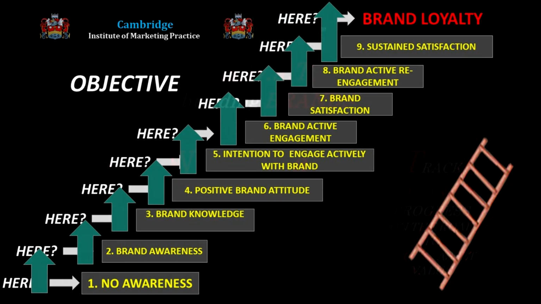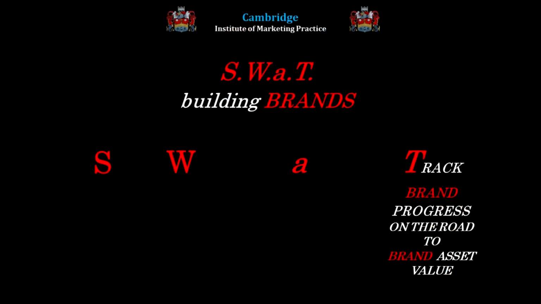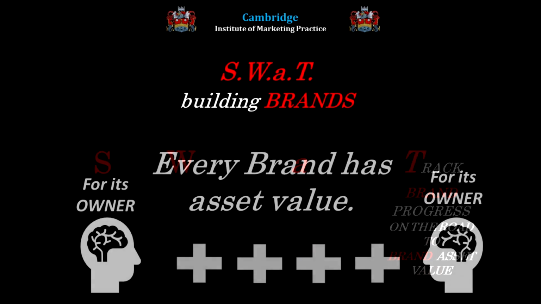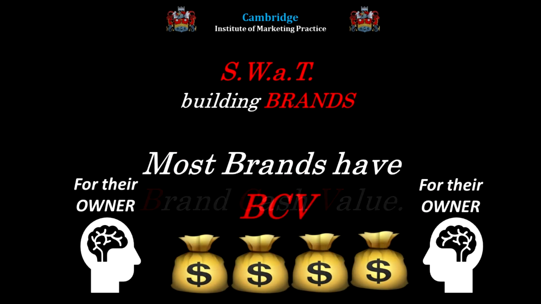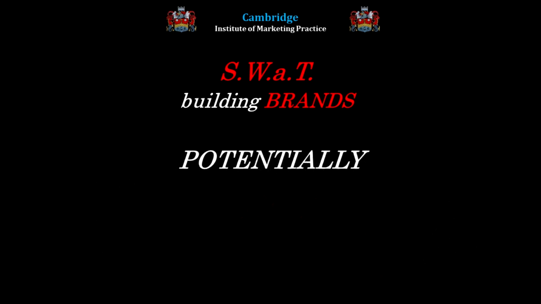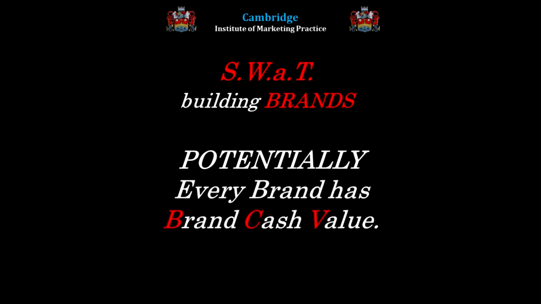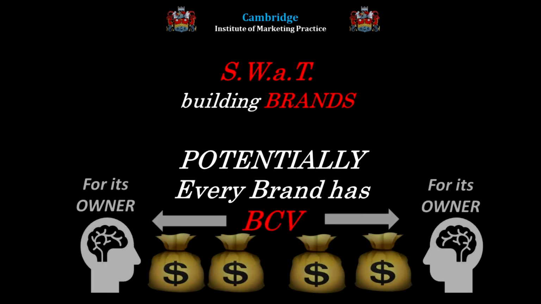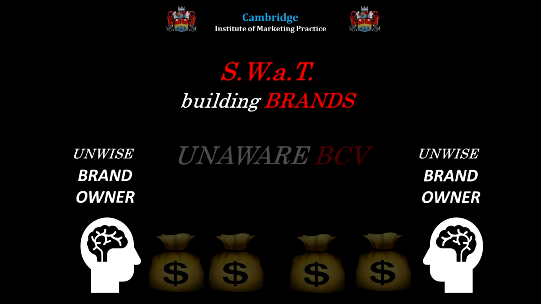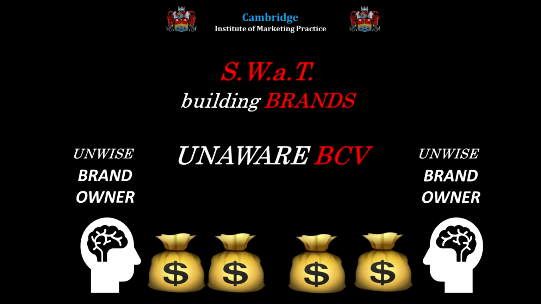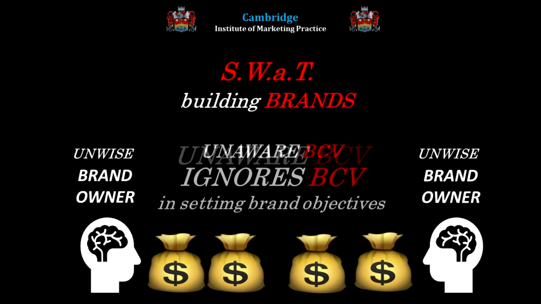Let's look at the final step in using SWaT to track progress. Every brand has asset value. Most established brands already have brand cash value, what we call BCV, but every brand has cash value potential much greater than it will enjoy without a concerted effort to grow it. Every brand owner has the potential to get rich. So history shows it would be unwise for the owner of any brand to be unaware of its cash value. Equally unwise the brand manager who ignores brand cash value in setting objectives. So that's what we do with SWaT.